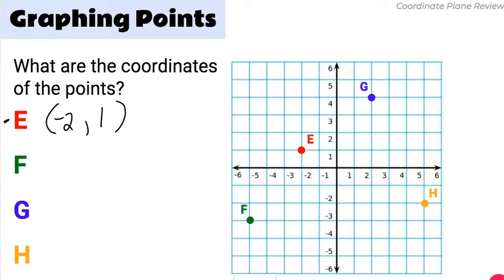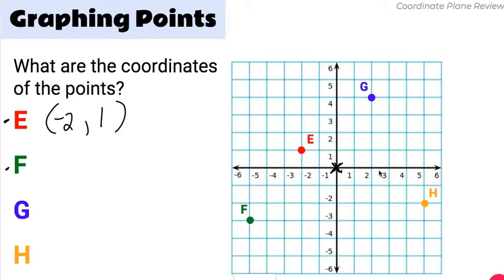So again, we're just giving directions. It's like you're telling someone how to get to your house. Go 2 streets to the left, 1 street up, like you're looking at a map. So for F, okay, so again, we're just looking at a map. Here's where we start. Start at this origin. How am I going to get from the origin to F?